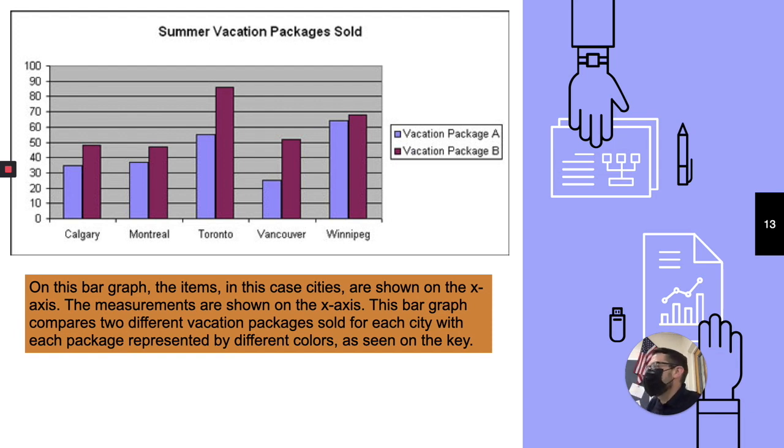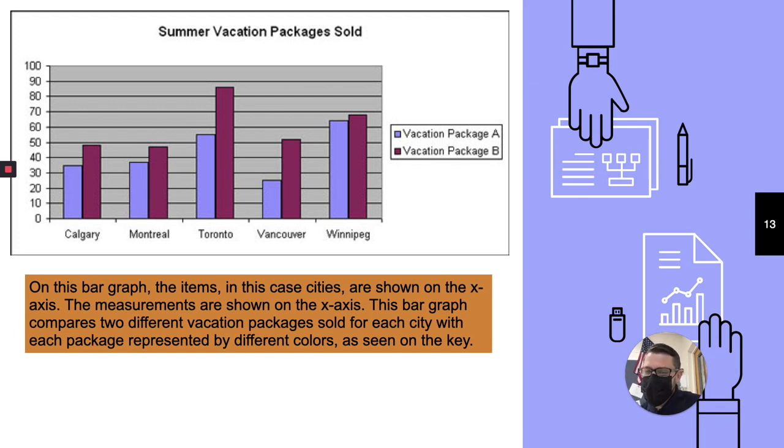And another good thing that bar graphs can be used for is comparing sets of data. So here we have a purple bar and a kind of pinkish bar, I guess. You have vacation package A and vacation package B. The title tells us this is summer vacation packages sold. So we can imagine this is some sort of travel agency, and they're charting where people are going and what packages they are selling for those vacations.